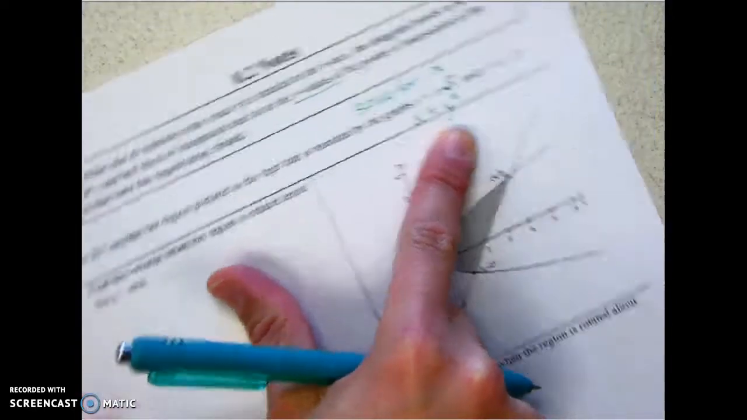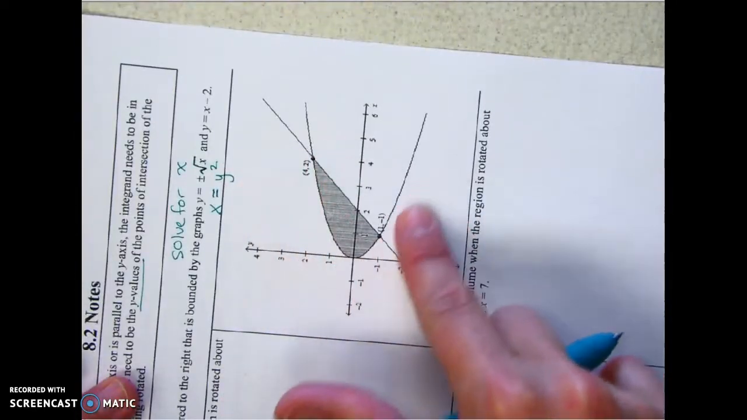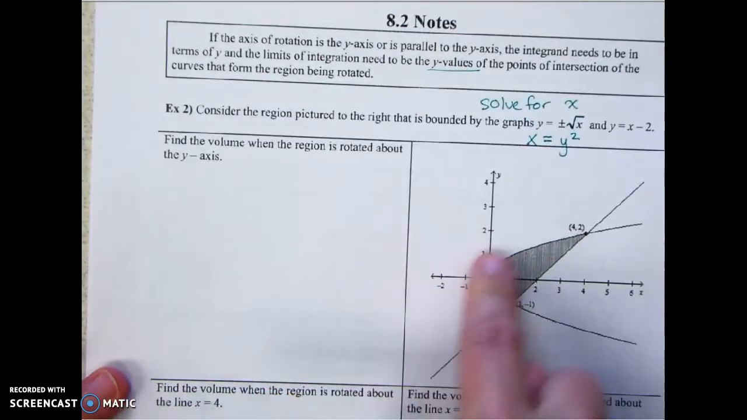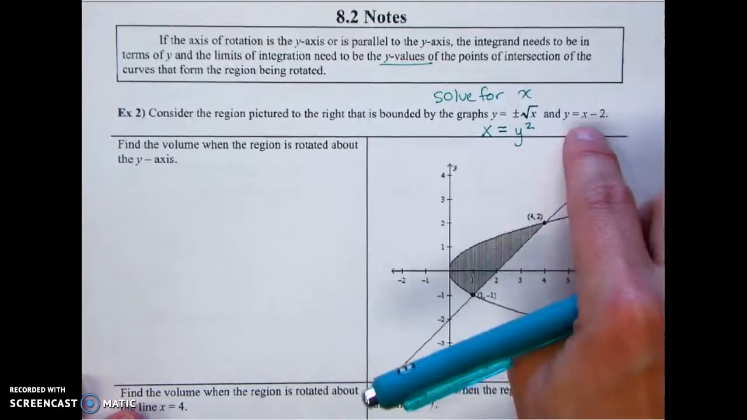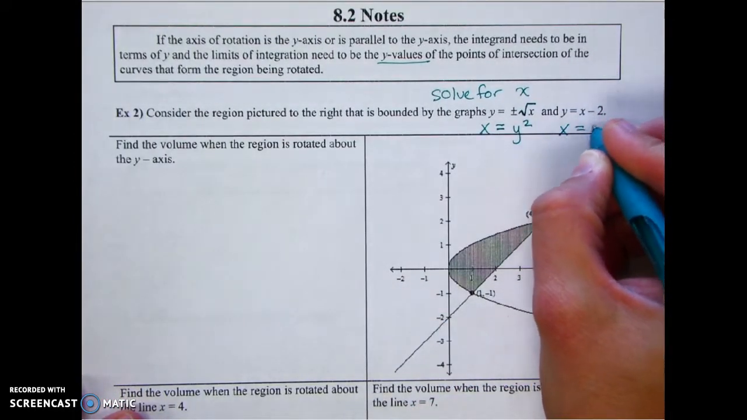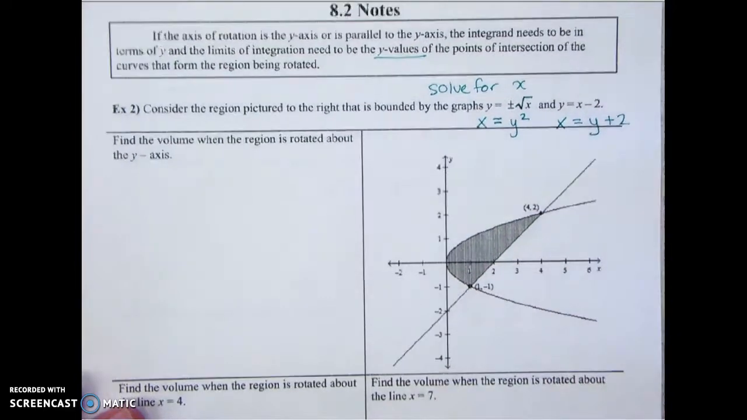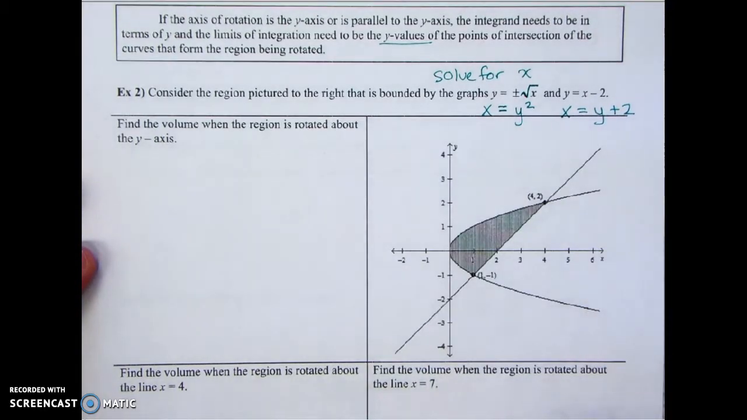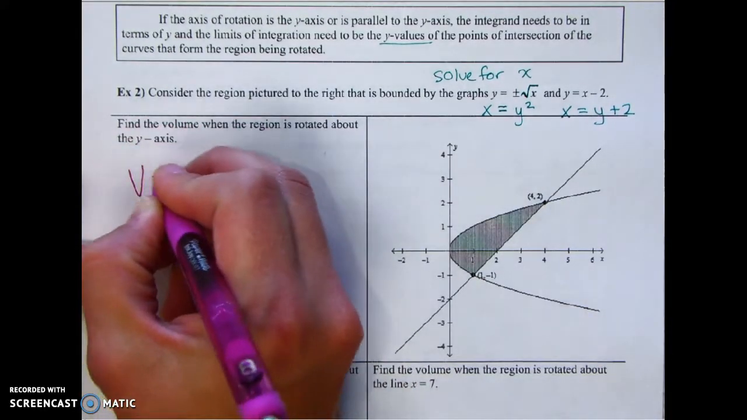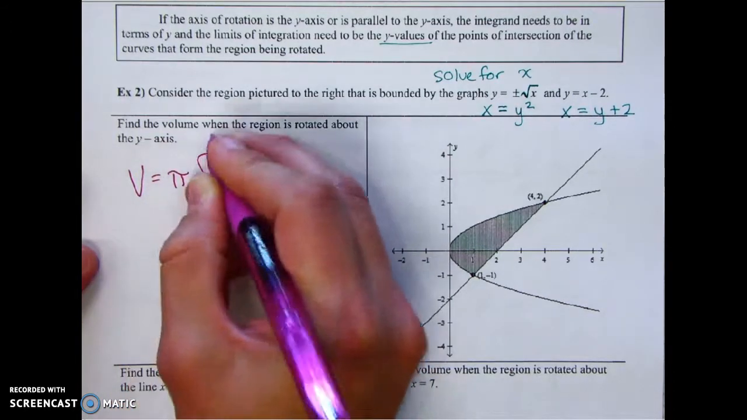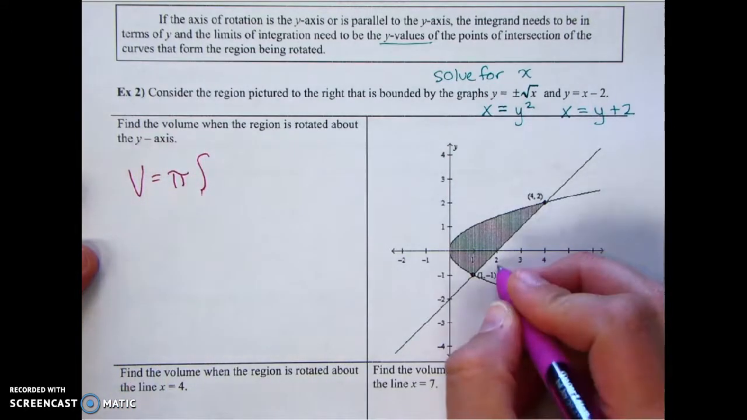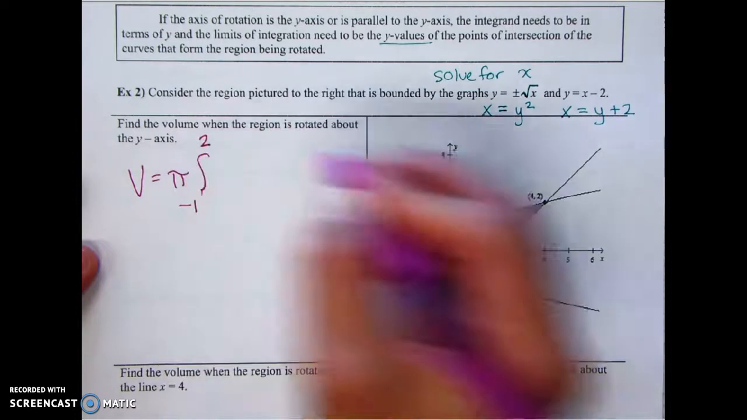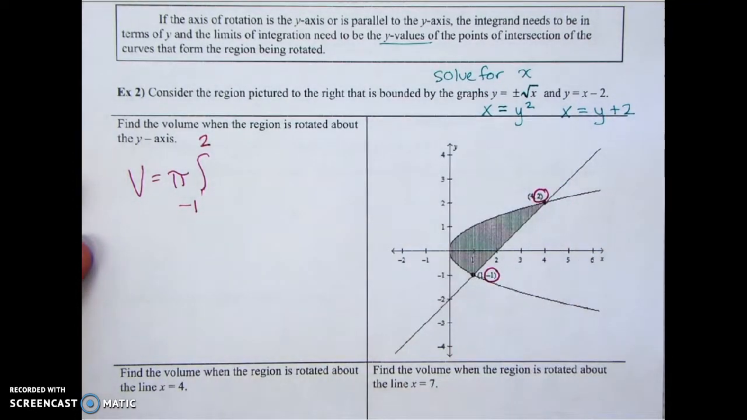That should make sense. Do you see how this is a parabola coming up from the y-axis? So it's y squared, just like x squared would look like this. And now solve this one for x. This is going to say x equals y plus 2. So find the volume when the region is rotated about the y-axis. What do the limits have to be? The limits have to be y values. So the lower y value is -1, and the upper y value is now 2.